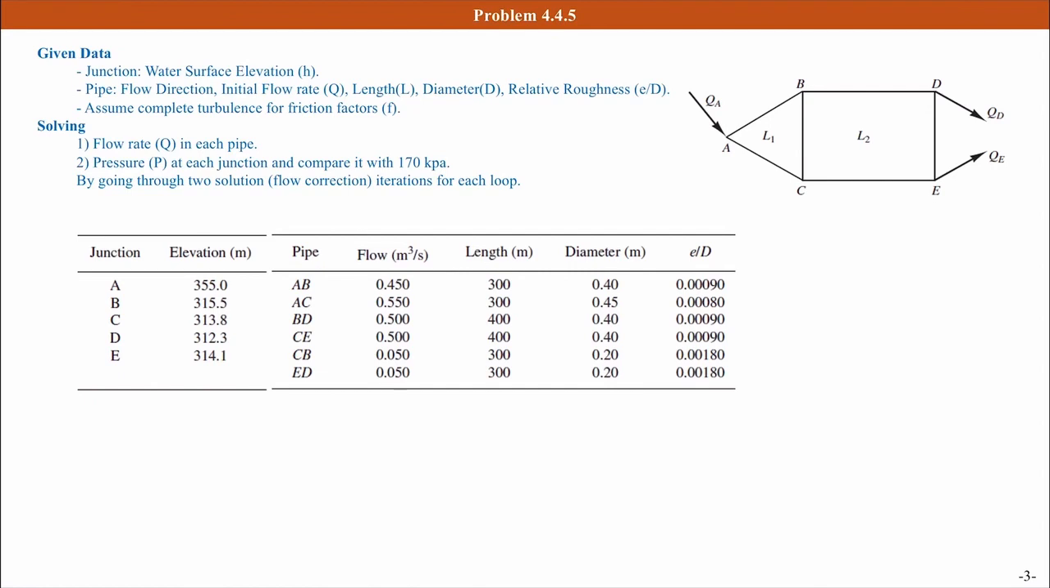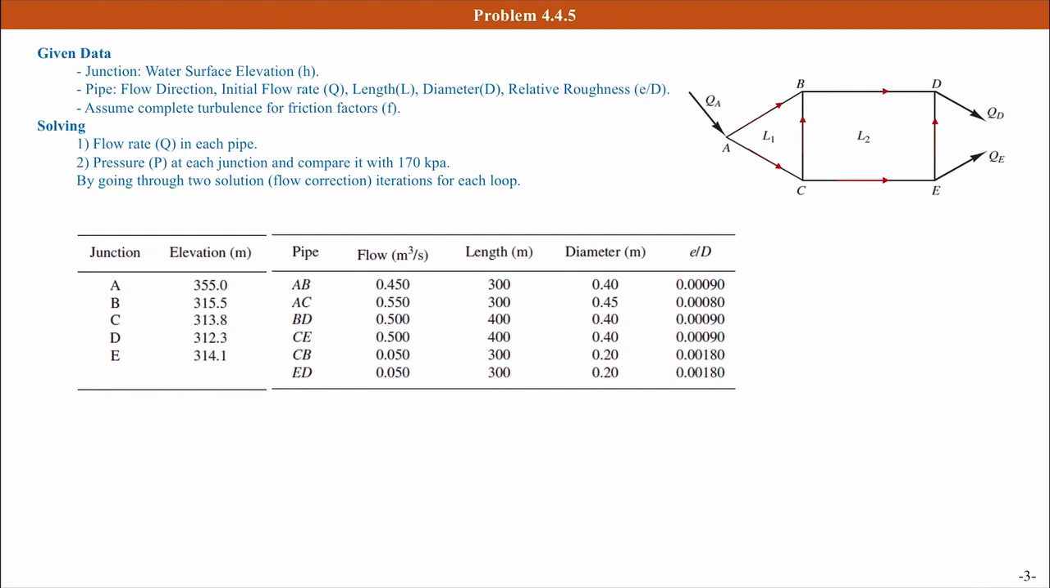Let's take a look at problem 3. Here is a pipeline system as shown on the right-hand side. The water enters the system at junction A. The demands on this system are at junctions D and E. We already know the water surface elevation at each junction. We also know the flow direction, initial flow rate, length, diameter, and relative roughness of each pipe. This information is shown in the table below. We assume there is complete turbulence for friction factors.